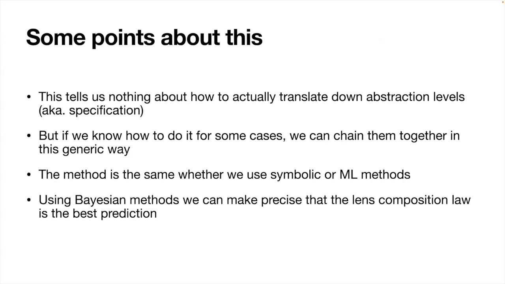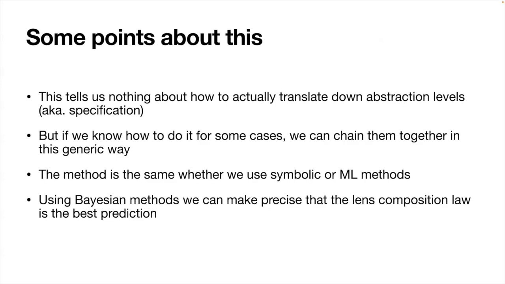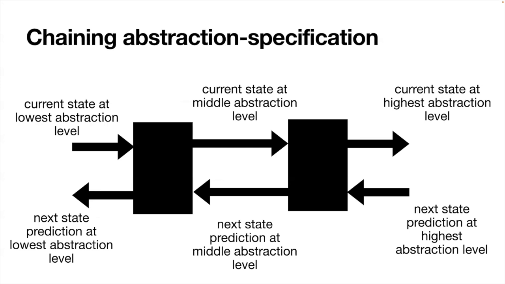So the closest thing you can come to a general argument that you can always do this is using Bayesian methods. We do have a proof that if these are doing Bayesian prediction, then these do actually compose correctly. Yeah. So the exact abstraction in this middle layer, for example, may not be the same for forward and backward. Say again? The current state at middle abstraction level and next state prediction at middle abstraction level. Yeah, the abstractions themselves may not be the same.